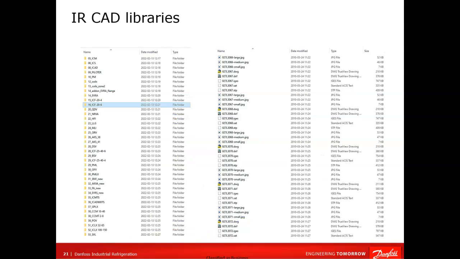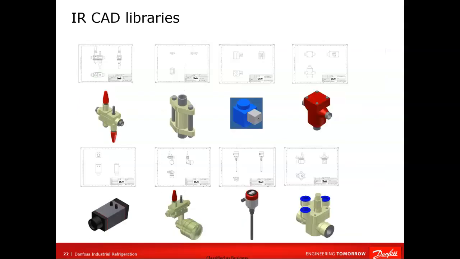All CAD symbols are unique for each code number, allowing you to quickly find them in our online product catalog. There are 2D and 3D drawings with STP extension. Here you can see some example drawings. There are thousands of drawings for most industrial refrigeration products in this CAD library.